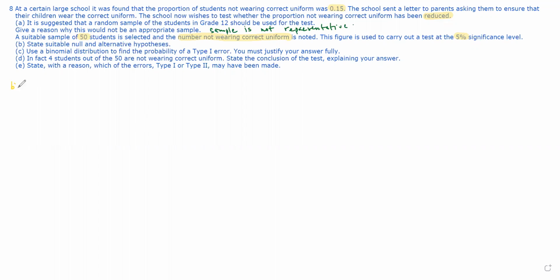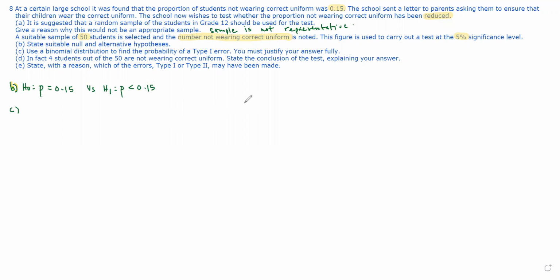For part B here, the null hypothesis that we wish to test is that the proportion is 0.15 against the alternative that the proportion not wearing correct uniform has been reduced. So the alternative hypothesis states that the proportion must be less than 0.15.